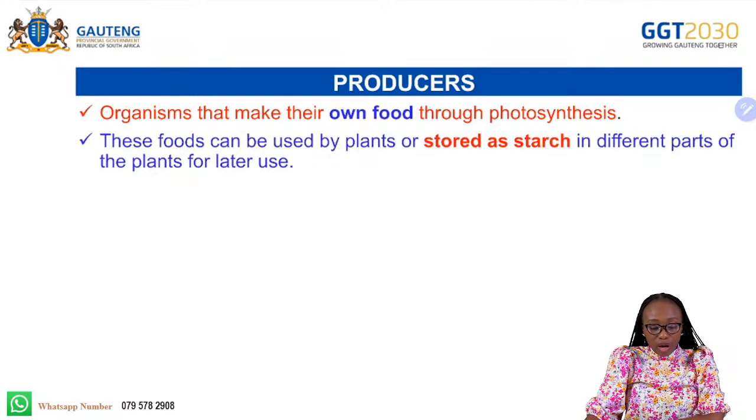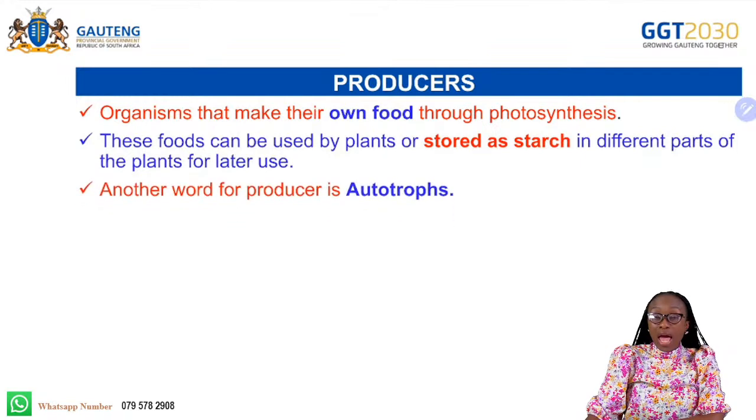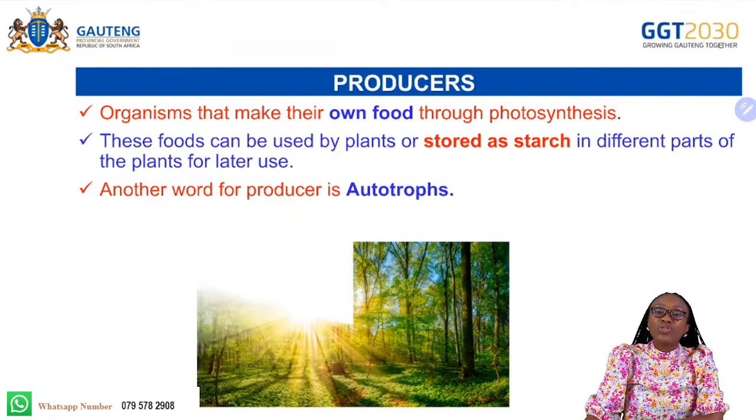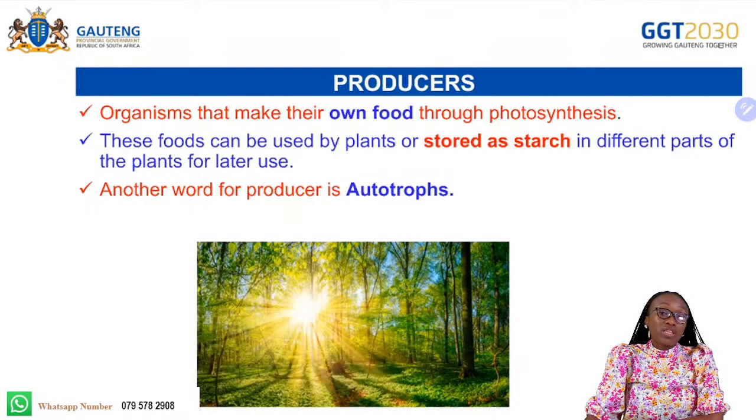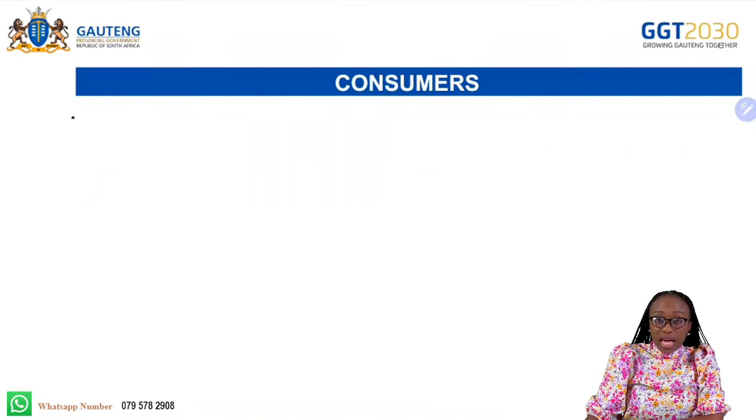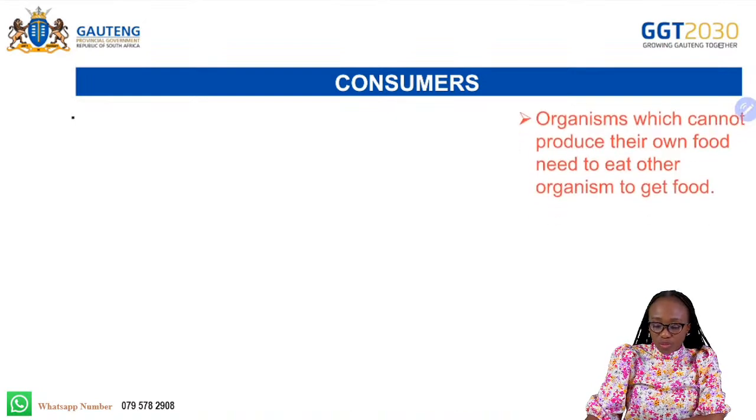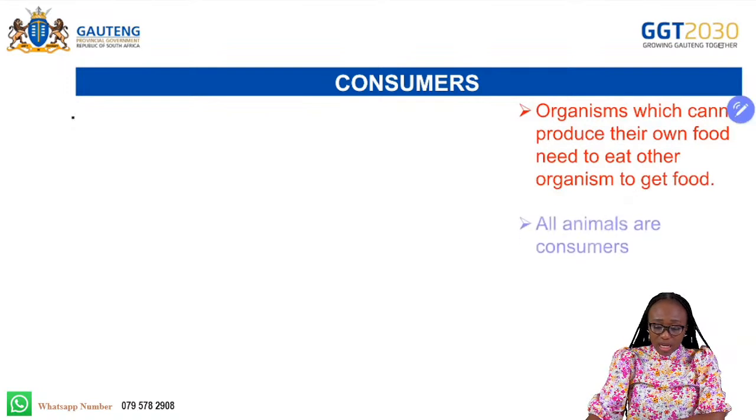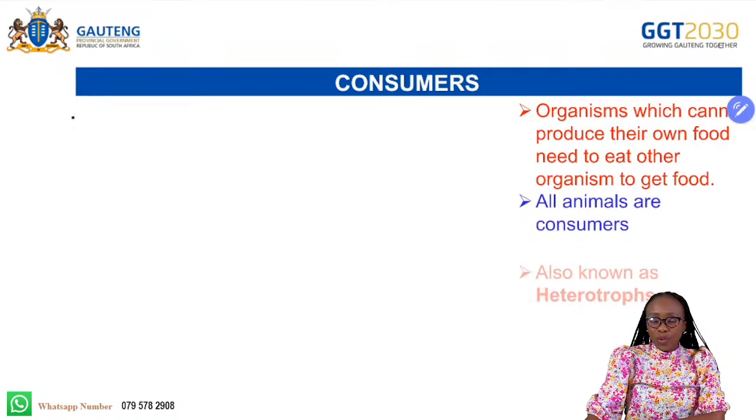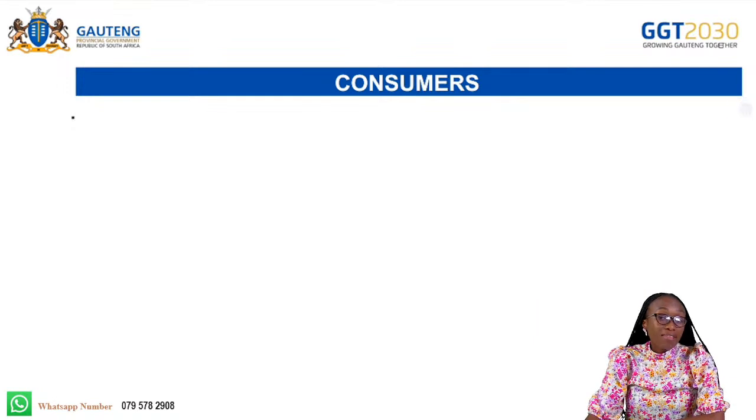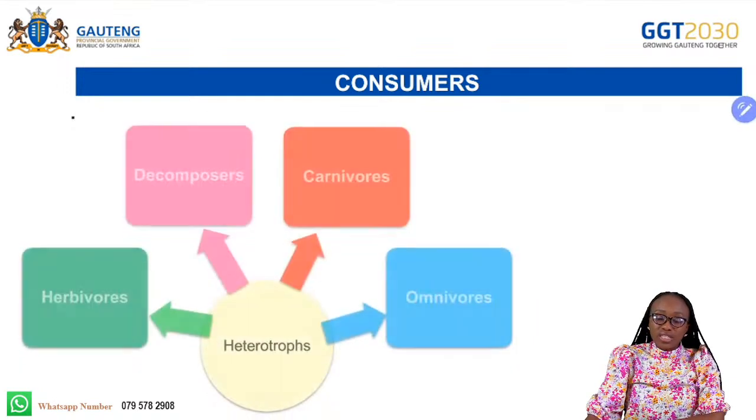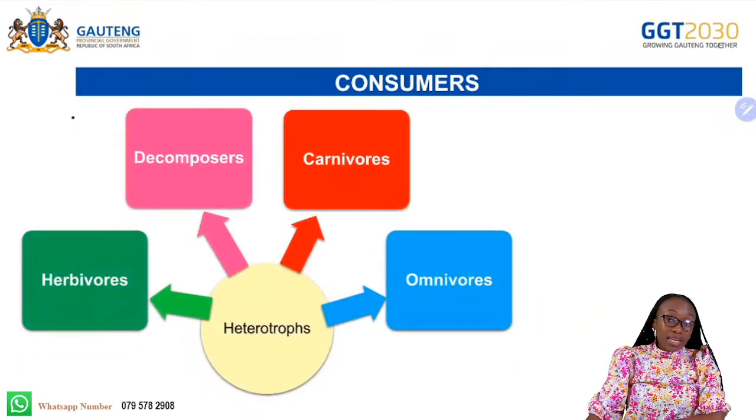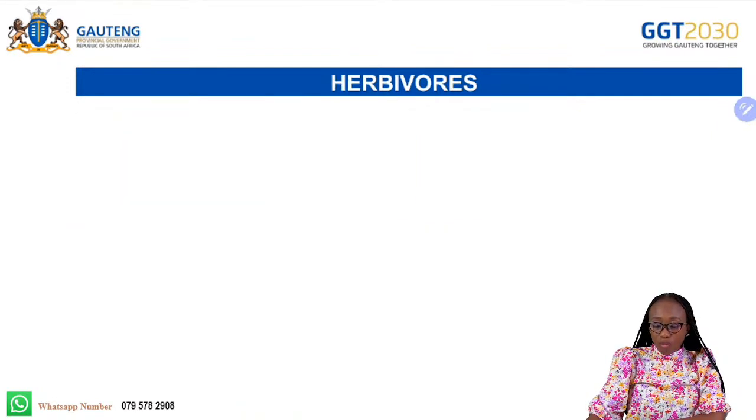An example is plants, which make their own food and then store it as starch. Another word for a producer is autotroph. And then the second group, the consumers, are organisms that cannot produce their own food and need to eat other organisms for survival. They are called heterotrophs. Under heterotrophs, we've got herbivores, decomposers, carnivores, and omnivores.